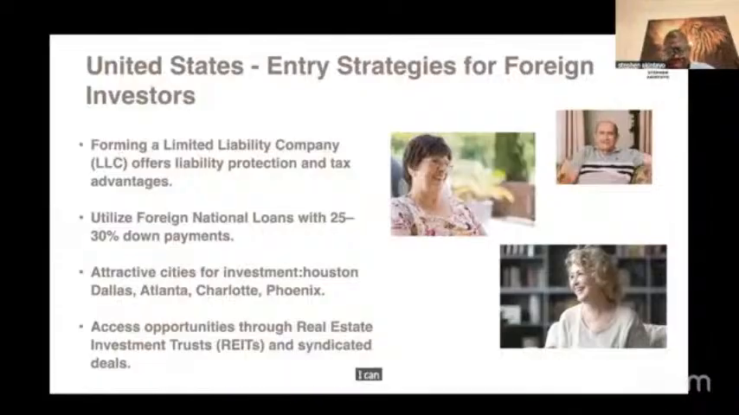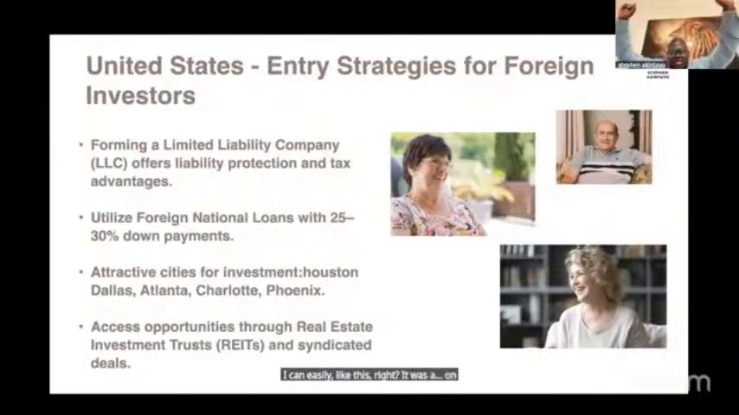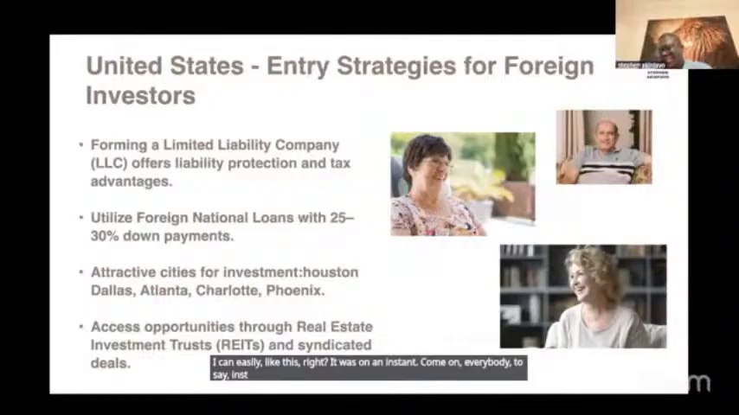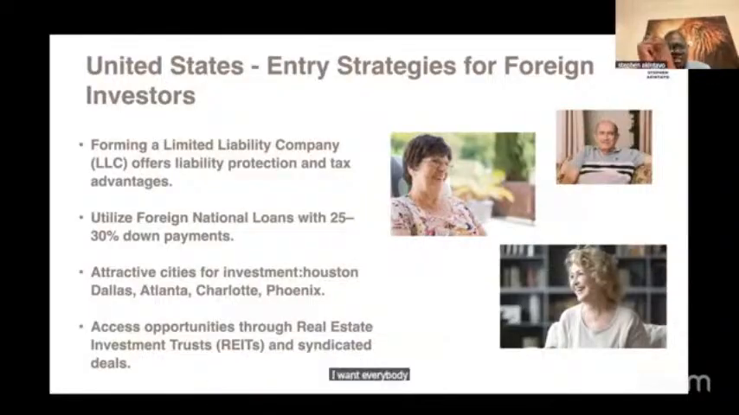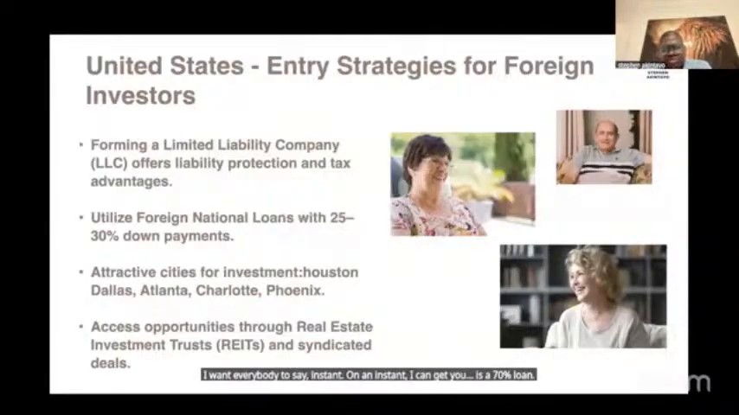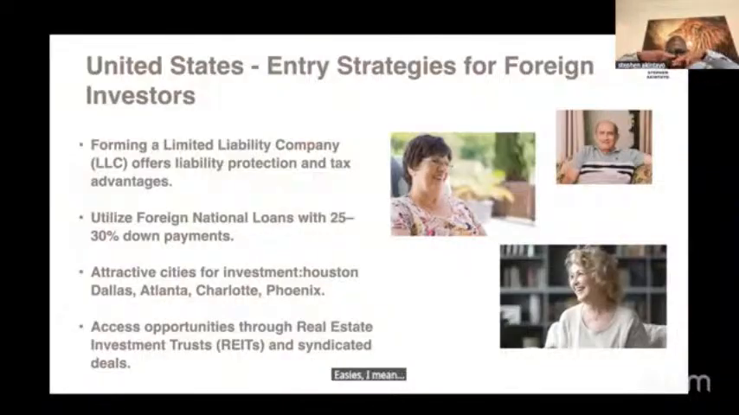I can easily, like this, right? Everybody say instant. I want everybody to say instant. In an instant, I can get you a 70% loan for any property you want to get here in the US. Easy. I mean, easy. And you don't need to be a resident. You don't even need to have a US visa. And you can own a property here in the US.